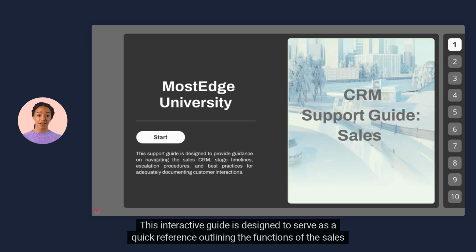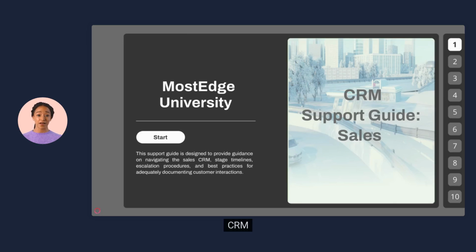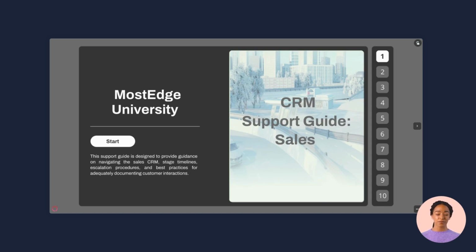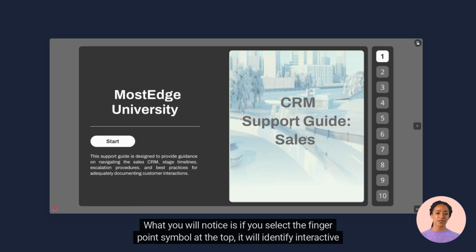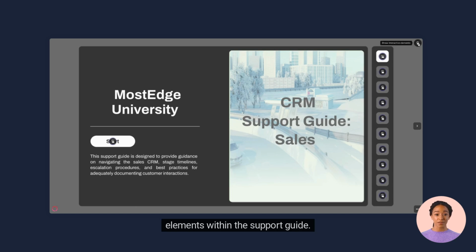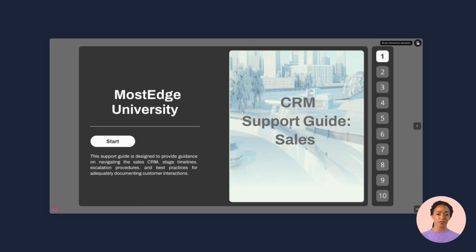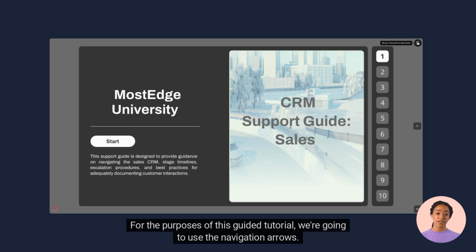This interactive guide is designed to serve as a quick reference outlining the functions of the Sales CRM. From the homepage, you're able to navigate through a series of 10 tabs. What you will notice is if you select the finger point symbol at the top, it will identify interactive elements within the support guide. This is your hint that you're able to select those elements and additional information will appear. For the purposes of this guided tutorial, we're going to use the navigation arrows.